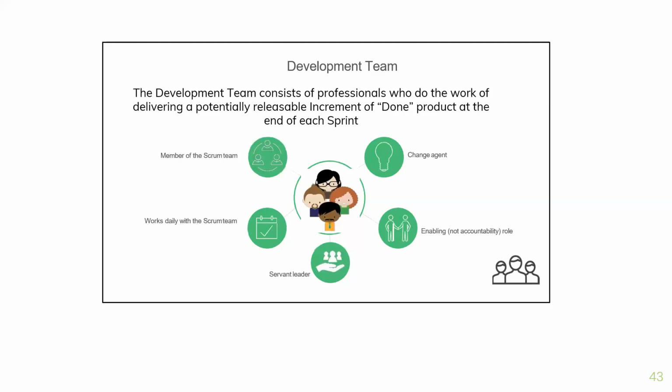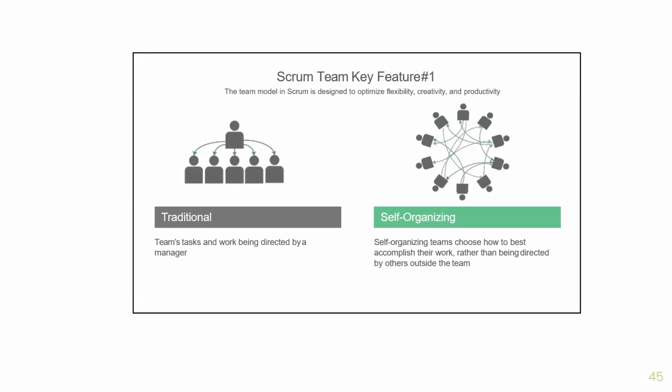So the change agents, they are enabling, and then the servant leaders as well. Sorry. Yes. Key feature, they are not traditional. In traditional teams, tasks and work are directed by a manager, but Scrum teams are self-organizing, right? So you can see, self-organizing teams choose how best to accomplish their work, rather than being directed by others outside the team.